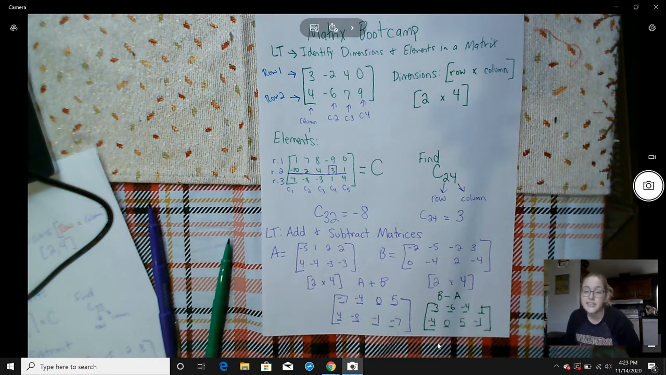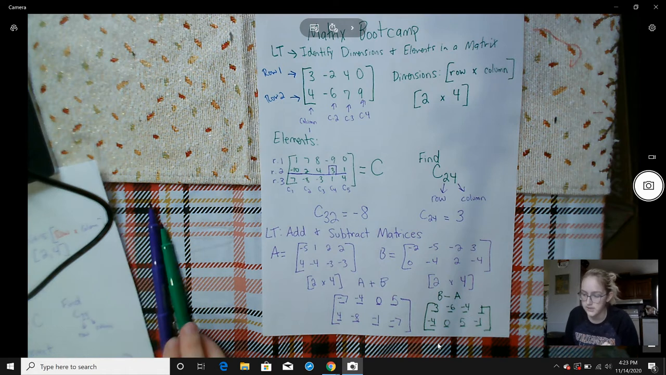Okay, so that is how you add and subtract matrices. The most important thing to remember is your dimensions have to be the exact same. Also, make sure you take your time and you're not missing signs, or when you're subtracting two negatives, you're not doing that incorrectly, because we do struggle with that.